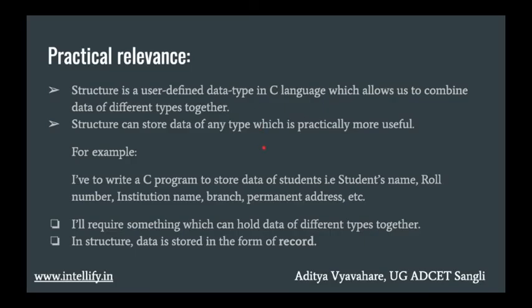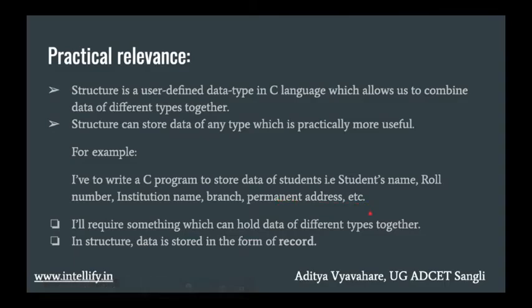Now, what is the practical relevance of structure? A structure is a user-defined data type in C language which allows us to combine data of different types together. Structure can store multiple types of data. For example, suppose I have been given a task to write a C program to store data of students in a class. That is, I will have to store the student's name, roll number, institution name, branch, and permanent residential address.